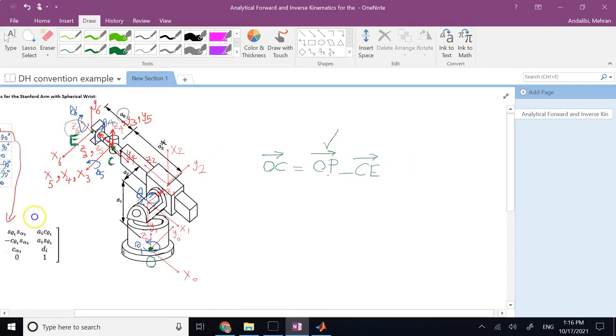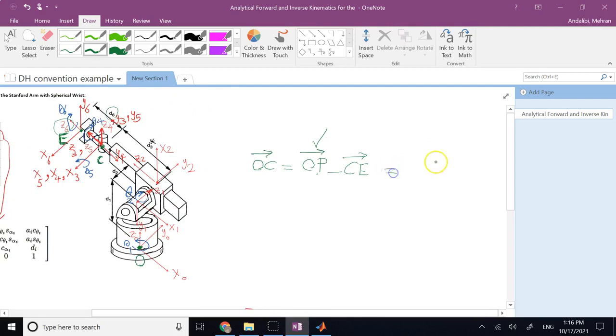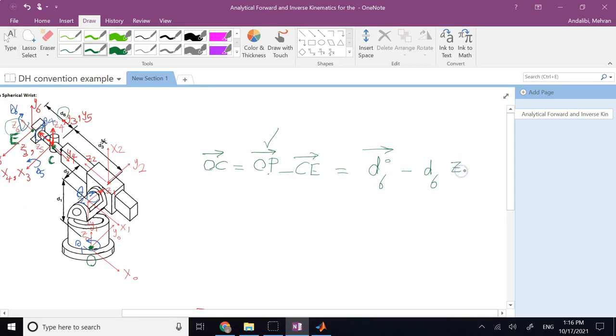So if I want to write this, it is going to be that vector D of 6 with respect to 0 minus the length D6, which is just a constant length, times unit vector Z6. Correct? And as I said, this D of 6 in 0 is given to me perfectly. If you want, you can call it R of 6 with respect to 0, doesn't matter. This D6 is also given to me. What about Z6? Is this also given to me?